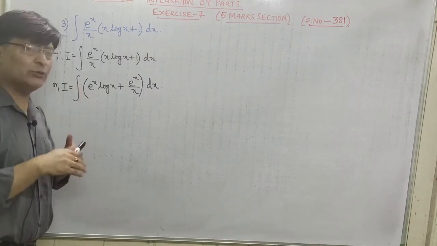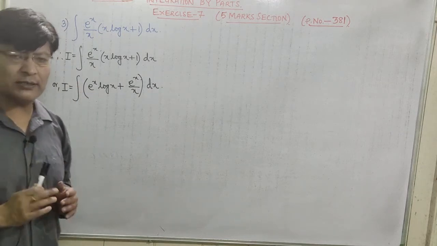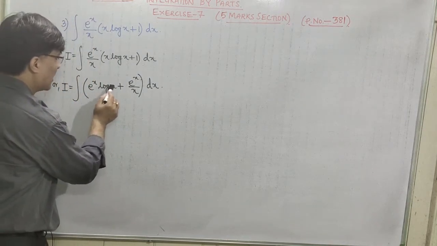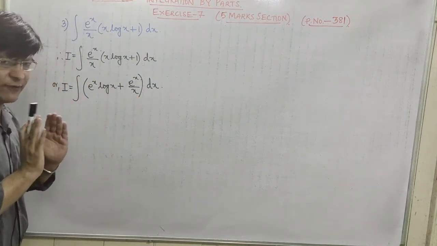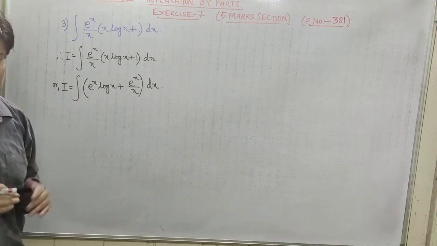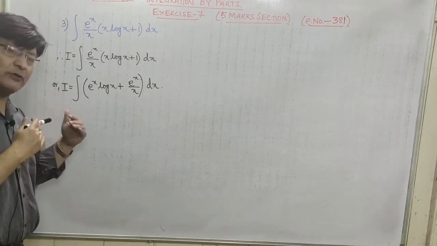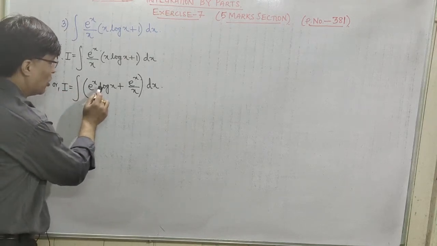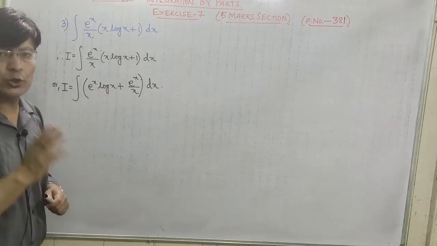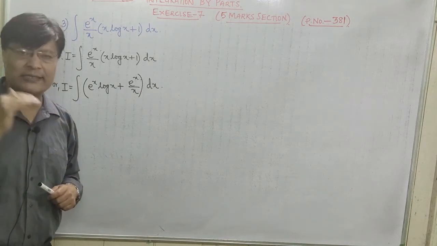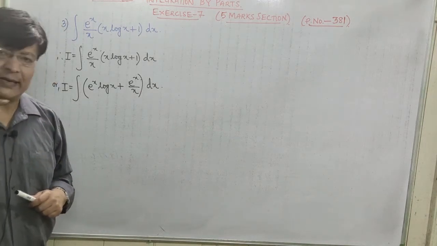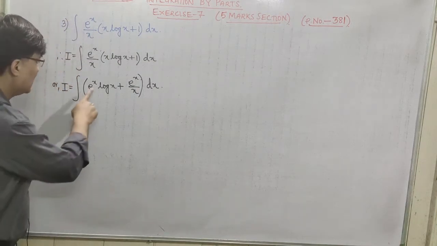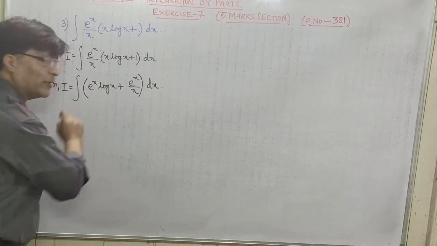So now we can use the previous method. Just now we have done the method, isn't it? So let us consider only log x and 1 upon x. Let us forget about e to the power x for the time being. Just consider this expression log x and 1 by x. So what is the relation between log x and 1 upon x? That is, differentiation of log x is 1 upon x.